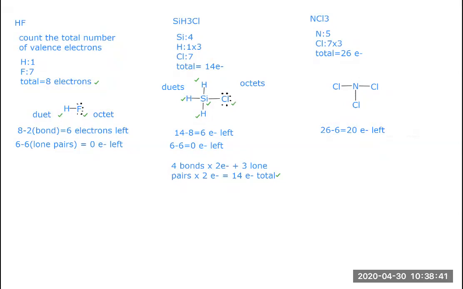So let's do this. So 1, 2, 3, 4, 5, and 6 for 1. 1, 2, 3, 4, 6 for the second, and 1, 2, 6.